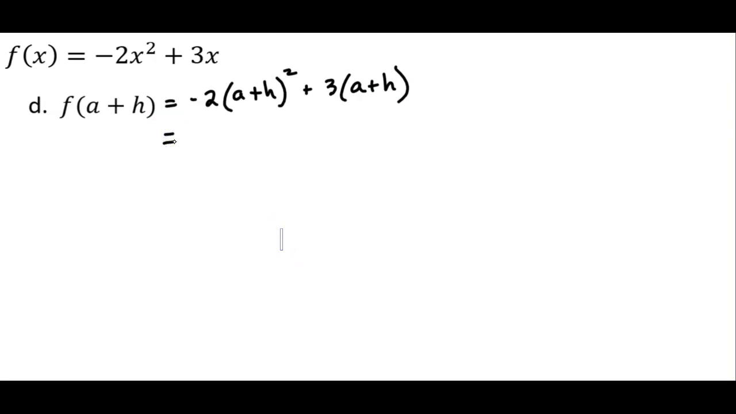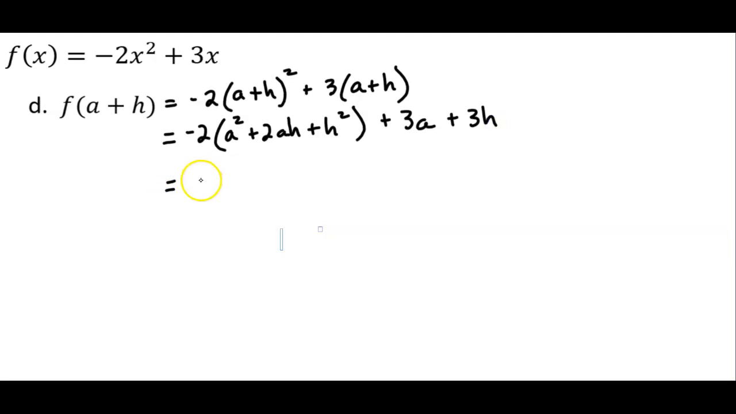Okay, first you have to square it because that's what order of operations says to do. So you're going to have to get used to squaring a binomial, but it's a squared plus 2ah plus h squared. And if you have a little trouble with that, you might practice some squaring of the binomial. You'll need that skill. I'm distributing this 3. And so now I'm going to distribute the -2. -2a squared minus 4ah minus 2h squared plus 3a plus 3h. Okay, there it is.